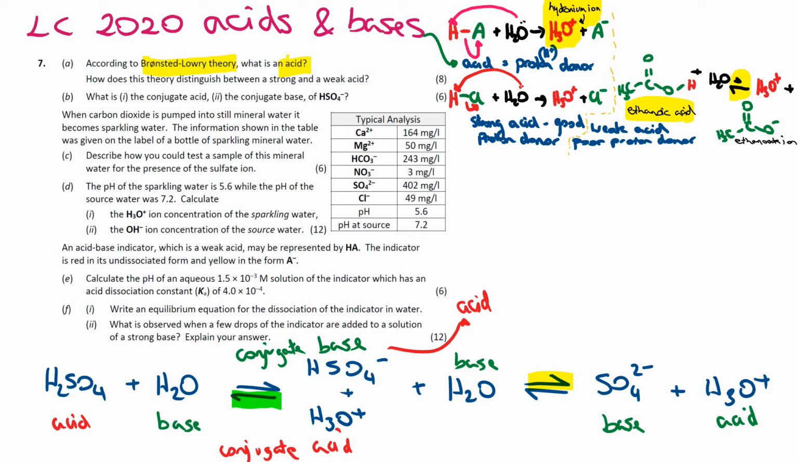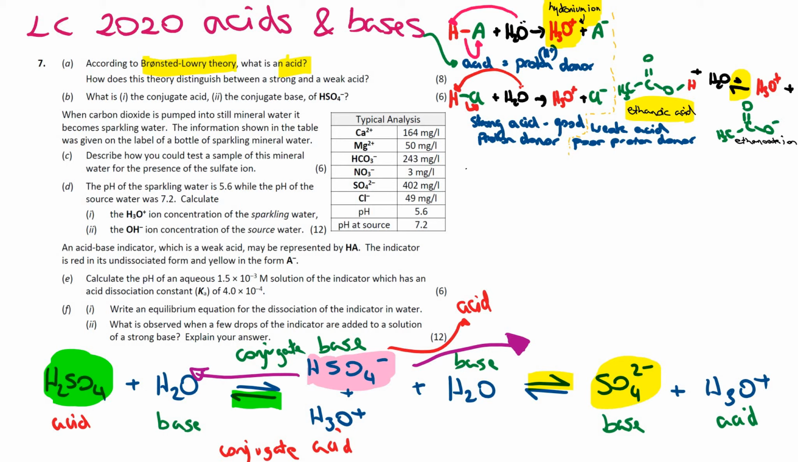So actually the HSO4- can either act as a base going in that direction, or else it can act as an acid going in that direction. So when it asks us what's the conjugate acid of HSO4-, the conjugate acid of HSO4- is H2SO4. The conjugate base of HSO4- is here, SO4 2-.